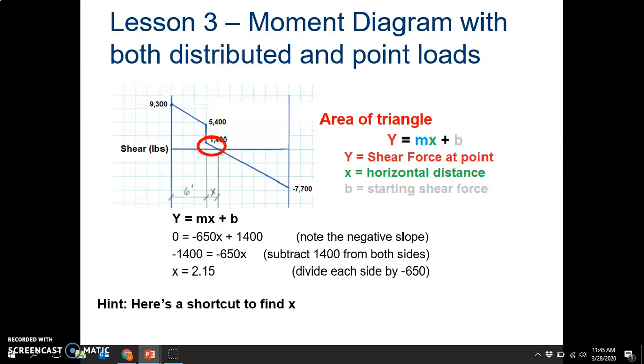And let me just say, here is a shortcut to find x, and you will be able to do this shortcut every single problem. All you have to do is take your starting shear for that line and divide by the slope. So take 1400 and divide by 650. x equals 2.15. Just do that every single time. Don't do this, do this. Take your starting, divide by your slope, boom, done.